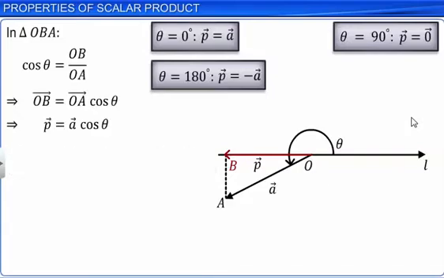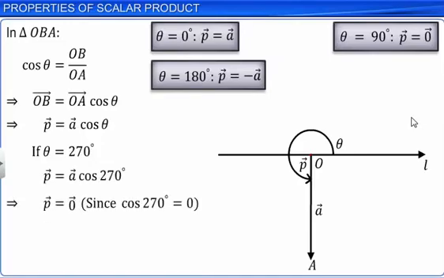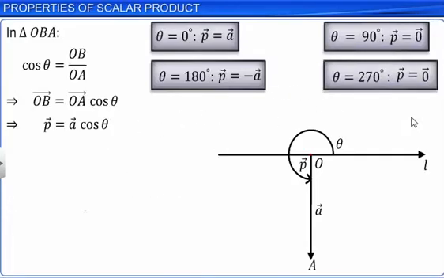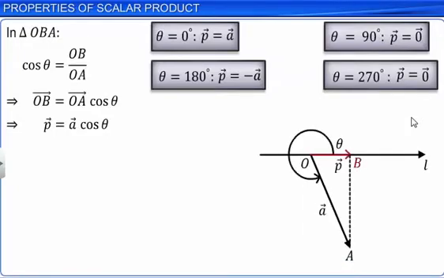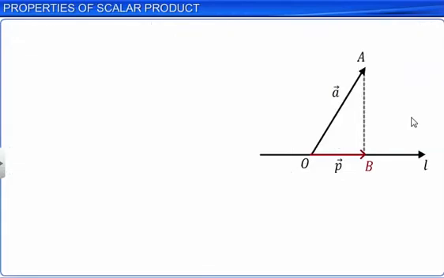If theta is equal to 270 degrees, vector A becomes perpendicular to line L again, and its projection vector P becomes a zero vector. When angle theta lies between 270 degrees and 360 degrees, the direction of projection vector P is the same as the direction of line L. Projection vector P of vector A is also equal to the dot product of vector A and unit vector P along line L.